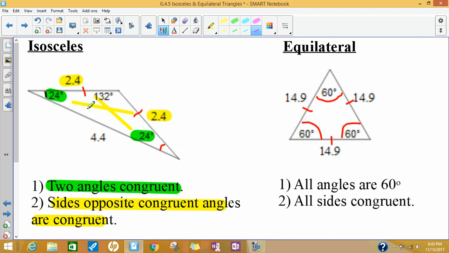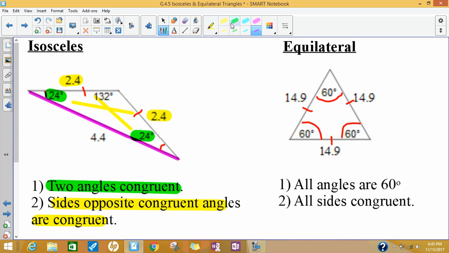So in this isosceles triangle, we have this side that's the oddball out, the one that's not equal to either of the other ones. We call that the base. Another way to remember which angles are congruent: the base angles are the ones next to the base. They're congruent. And the two sides that are not the base are congruent to each other.